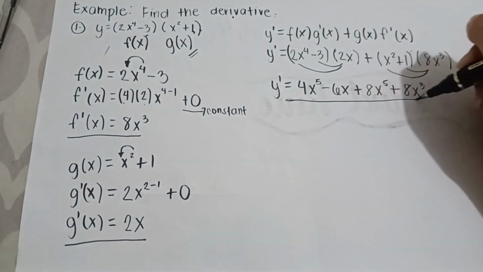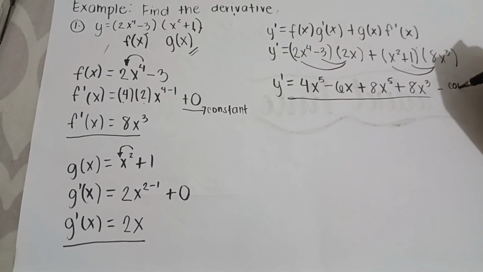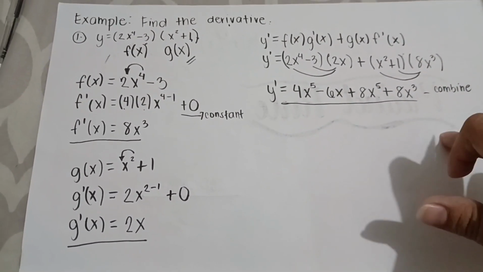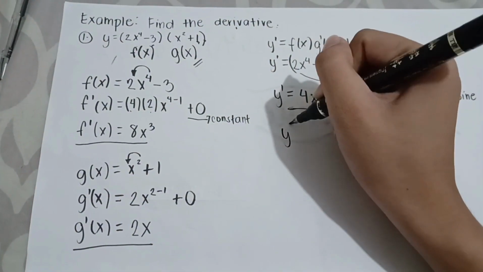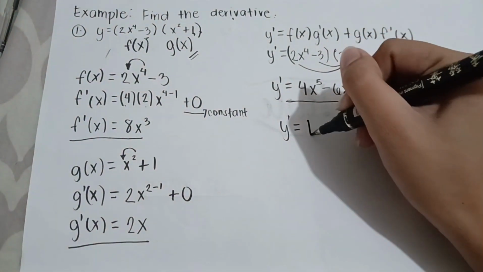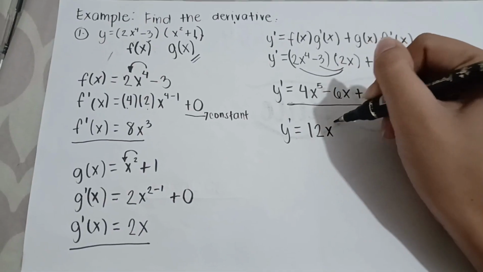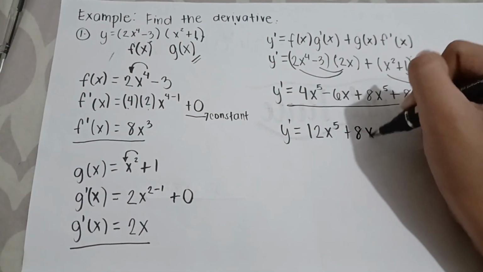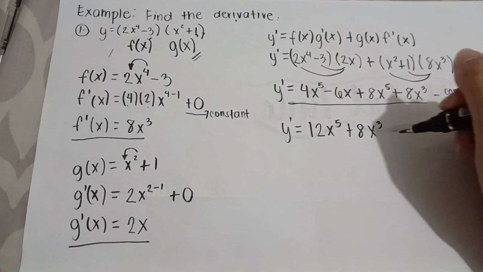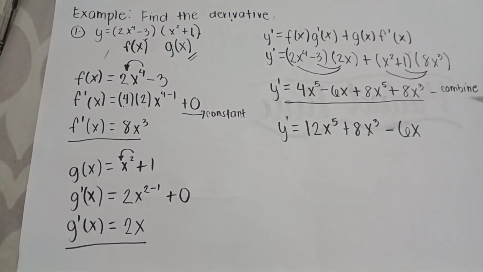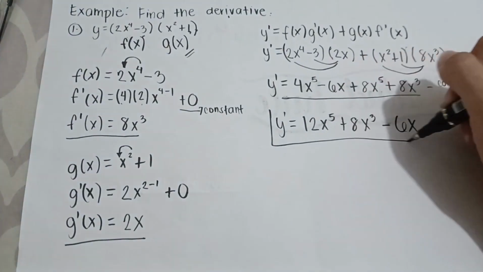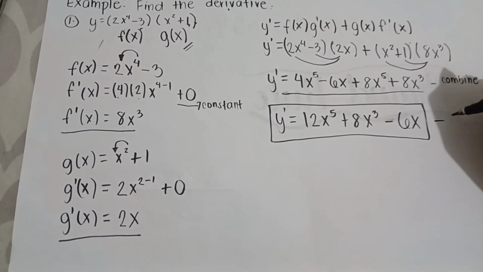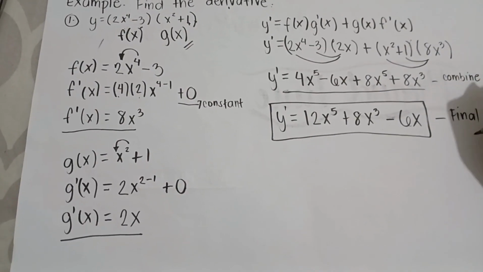Then after this, we just have to combine like terms. Combine like terms. So we have 12x to the power of 5, then plus 8x cubed, then negative 6x. That's our final answer.